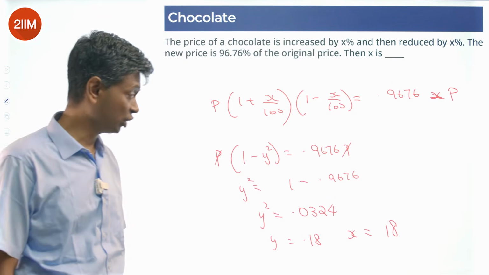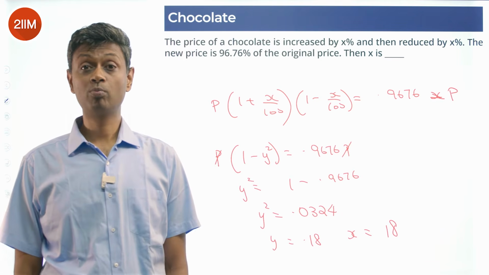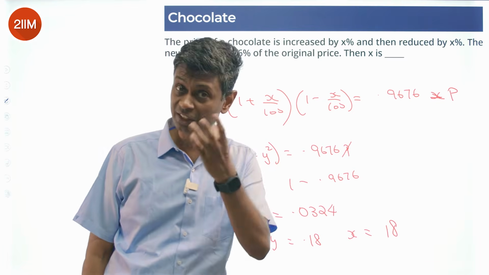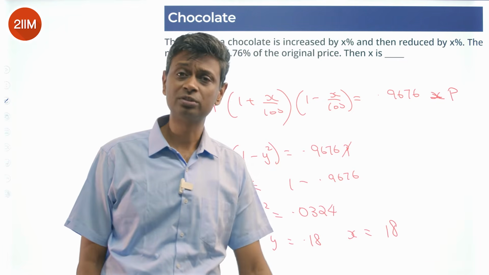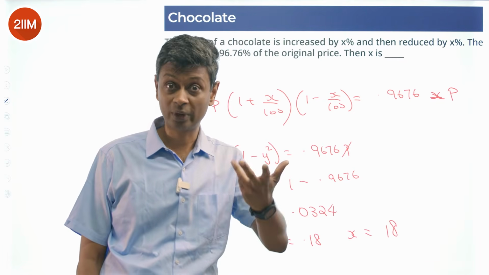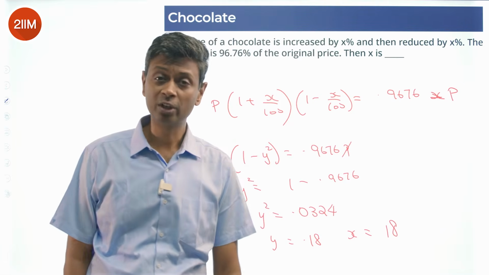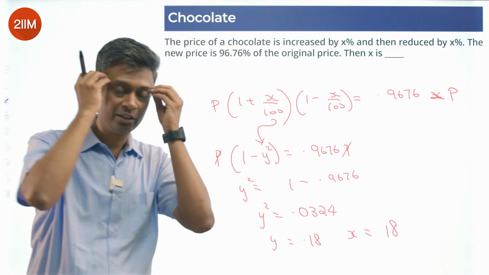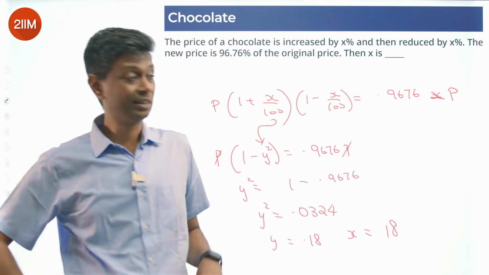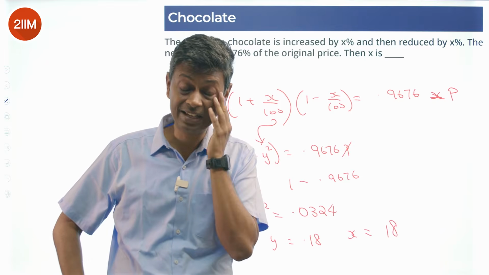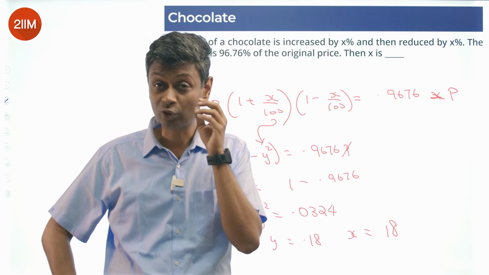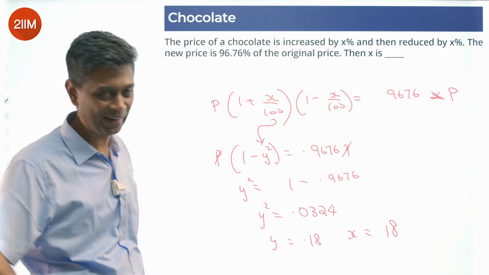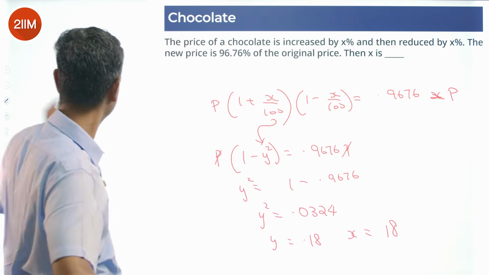And 0.0324, 18 square is 324, I know that. But this number is a nice, convenient number. 0.0324 is 0.18 whole square, which means Y is 0.18, X is 18. Every time I have an X by 100, I make it a Y. My brain thinks better in fractions than in decimals or percentages like that. 18 by 100 is annoying. 0.18 is okay. Y is better. Fine. So I'll call it Y and then deal with that from there.